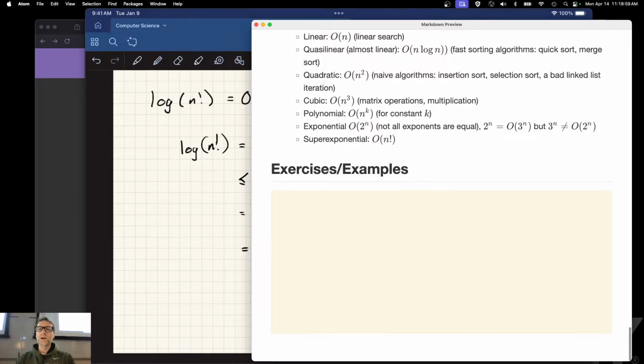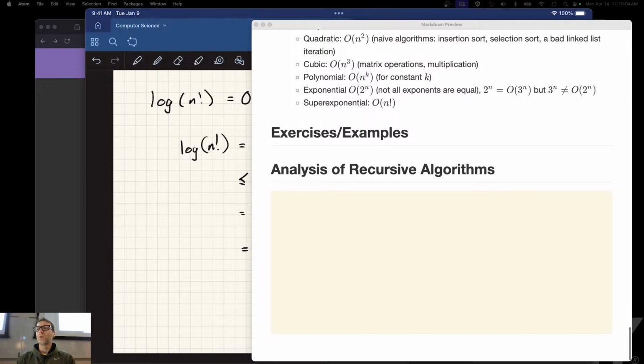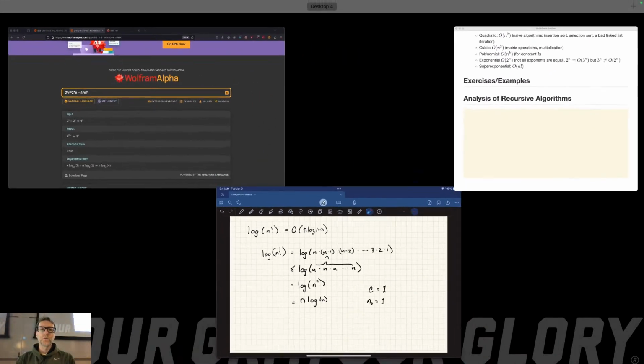What we're going to do next time is pivot to the analysis of recursive algorithms. And we'll look at that on Wednesday.